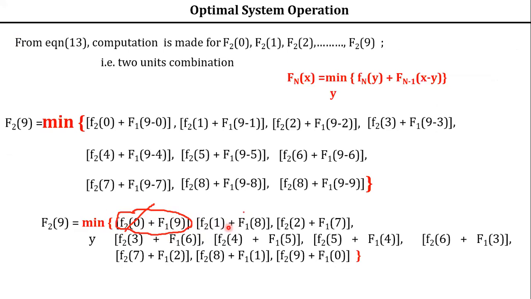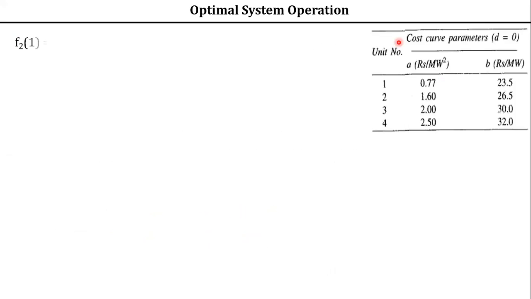Now we have F2 of 1 plus F1 of 8. We have to evaluate this combination value. Let us see that one in the next slide. Let us clear the drawings. Fine. So next, F2 of 1. Use the same cost equation. F2 of 1 means 1 megawatt of generation will be generated by the second unit.